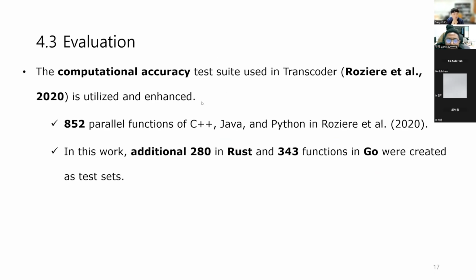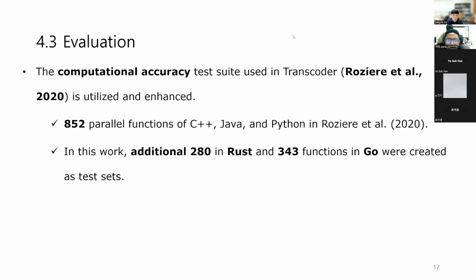Yes, because here they take the 852 parallel functions which are already extracted from GeeksforGeeks code documentation in the TransCoder model as it is. From there, they can be benefited for C++ and Java. As for the later languages, Rust and Go, they do not consider the TransCoder model, so they add this test set.